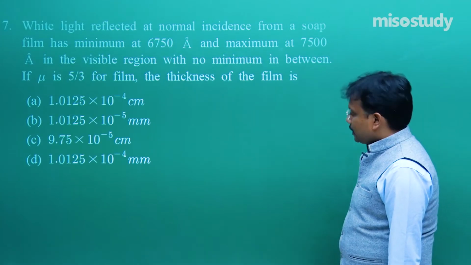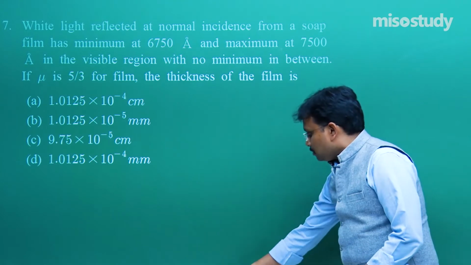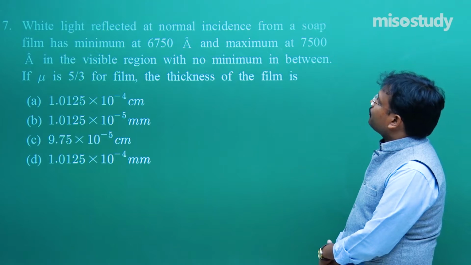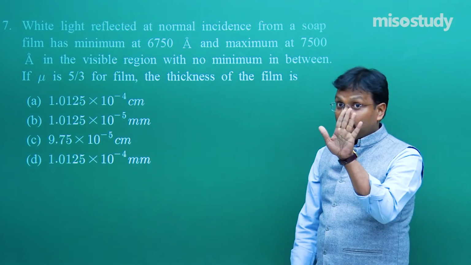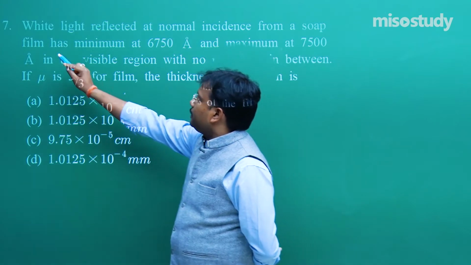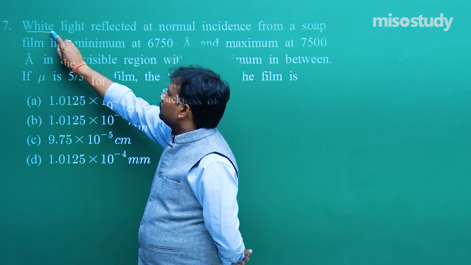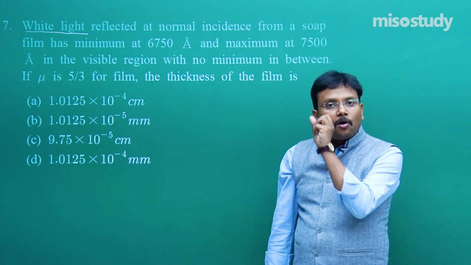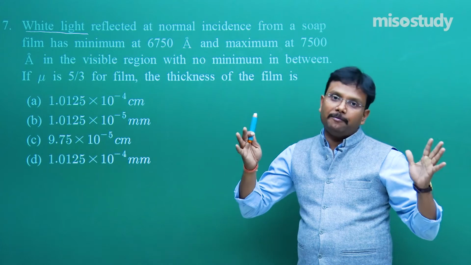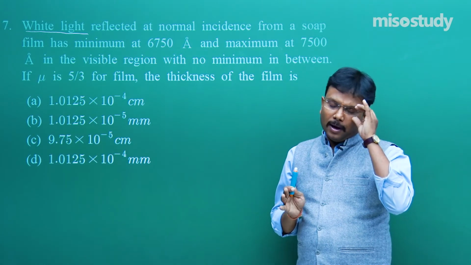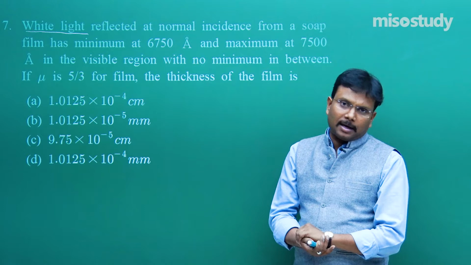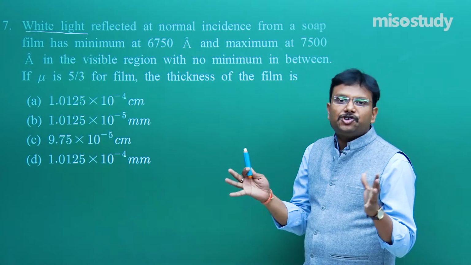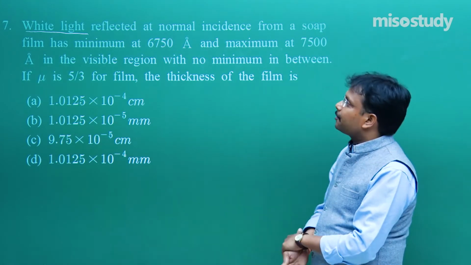Here is your next question. White light reflected at normal incidence from a soap film. First thing, white light. White is important. White light means a combination of various wavelengths. So the moment you are reading these types of problems, you should take care of these statements, that what is the meaning of white light. White light means a combination of various wavelengths.